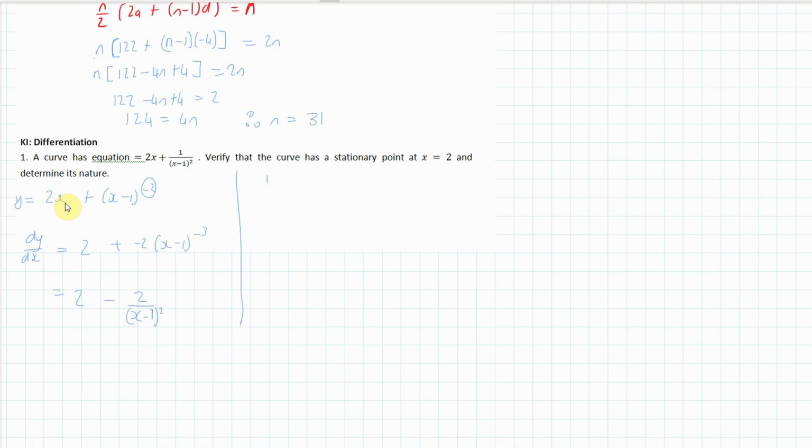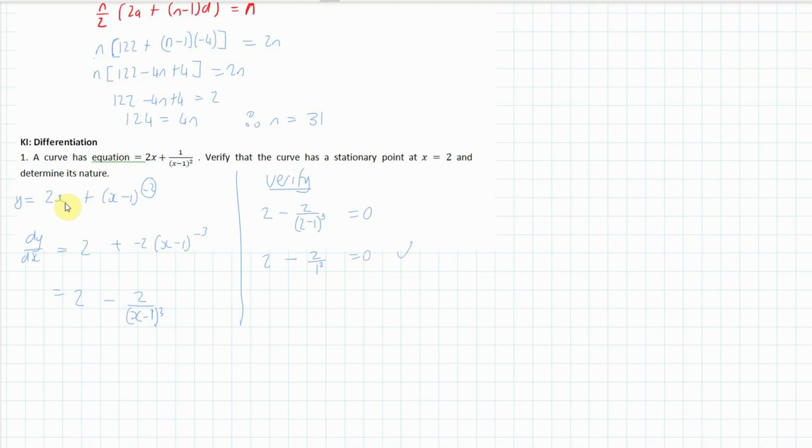Now, to verify, I've got to see that at x equals 2, it should equal 0. So 2 minus 2 over 0 minus 1. Oh, that should be cubed, shouldn't it? 0 minus 1 cubed. Oh, sorry, my mistake, not 0, 2. And then this should be equal to 0. So the gradient function should equal 0 at the stationary point. Now we get 2 minus 2 over 1 cubed equals 0. Yes. So there is a stationary point.